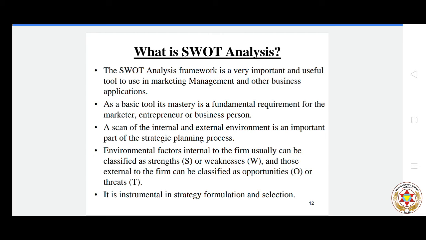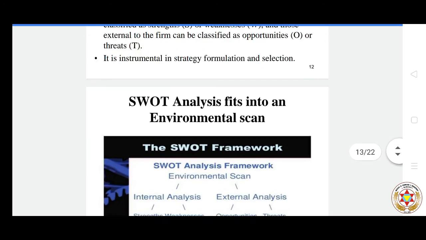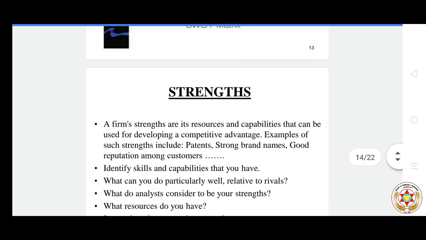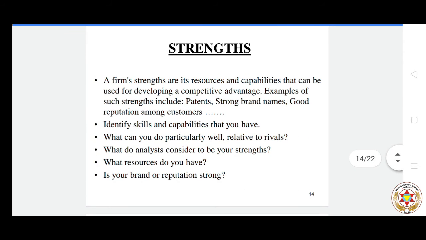So, as such, it is instrumental in strategic formulation and selection. This is the diagram of the environmental analysis which fits into the environmental scanning. Let's discuss the strengths. These are the resources and the capabilities that can be used for developing a competitive advantage, like patents, strong brand images, good reputation among customers, cost advantages from proprietary know-how, exclusive access to natural resources, good access to distribution networks, etc.